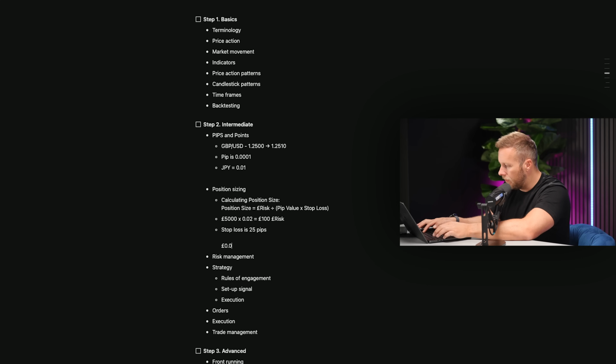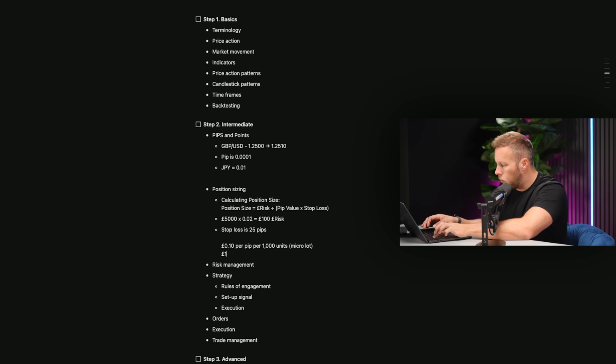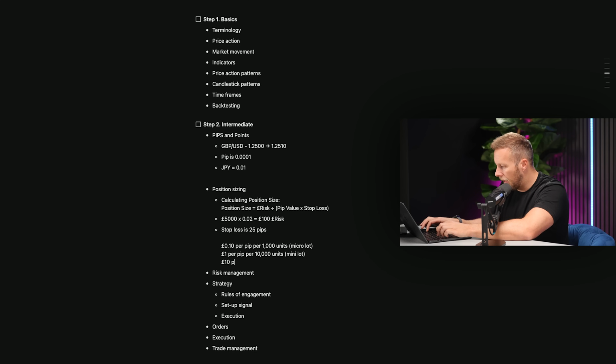Now, before I give you the formula on this example, I just want to explain a bit about mini lots and micro lots. So if you're trading a standard pair, the pip value is approximately £0.10 per pip per 1,000 units. That's what we call a micro lot. Okay, £1 per pip per 10,000 units. That's what we call a mini lot. And £10 per pip per 100,000 units is what we call a standard lot.